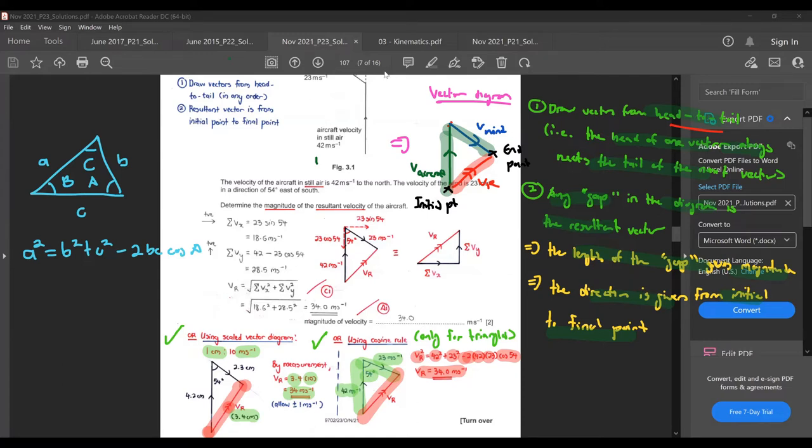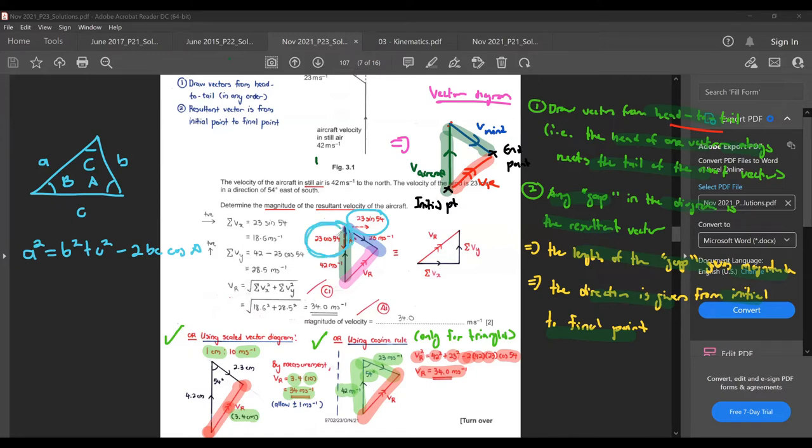Now, if you look at the original vector diagram, this is the mean aircraft velocity. This is your aircraft velocity. This is your wind velocity. This is your resultant. Now you can actually resolve the wind velocity. Maybe for the wind velocity, I use a different color. The wind velocity is this one. You can resolve the wind velocity into two mutually perpendicular directions, namely the horizontal and vertical direction. This one will be 23 cos 54. This one will be 23 sine 54.